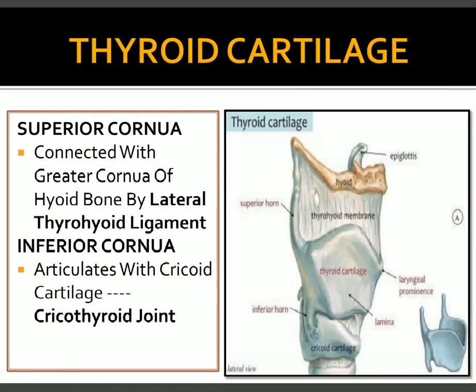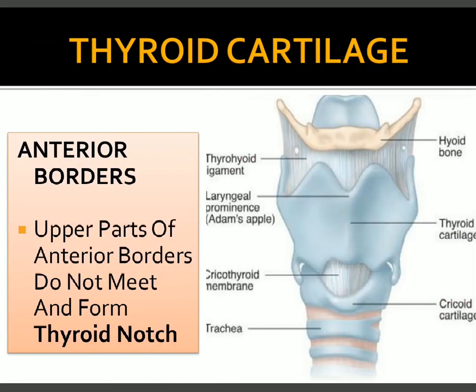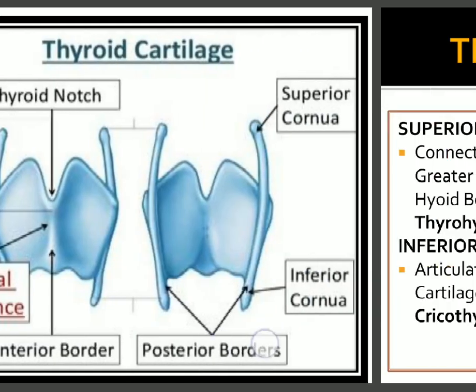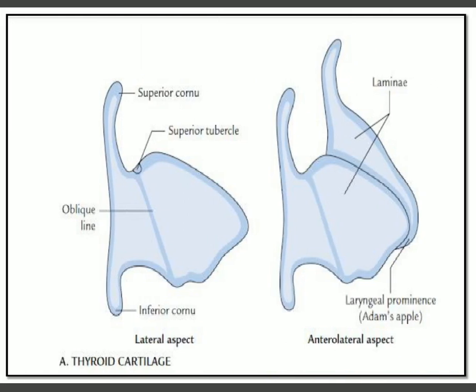So if you see here, these are the oblique lines that we are talking about, and this is the inferior border, so they lie behind the middle of the inferior border. Again, in this figure also you can see the various parts of the thyroid cartilage, that is the cornua, the oblique line that extends from the superior tubercle to the inferior tubercle.